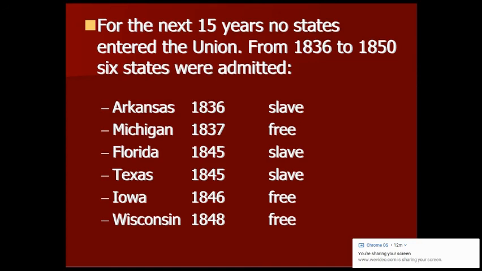So that balance in the Senate was preserved, where there were an equal number of senators from the slave states and an equal number of senators from the free states for a while. That is until we get the Compromise of 1850 with California.